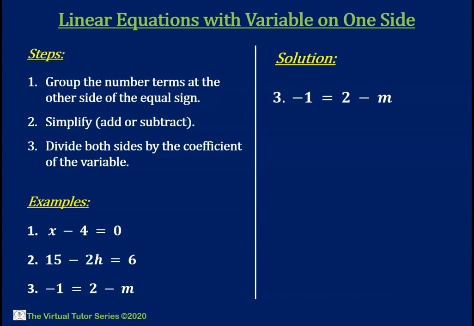Therefore, -m on the right-hand side becomes m on the left-hand side, and -1 on the left-hand side becomes 1 on the right-hand side. So we have the right-hand side to be 2 plus 1.